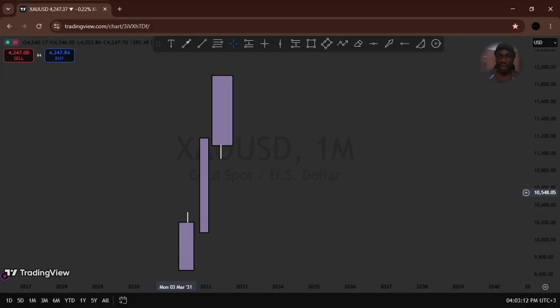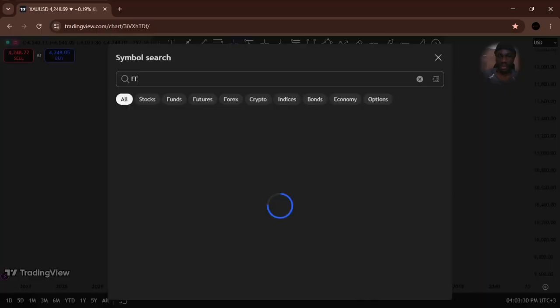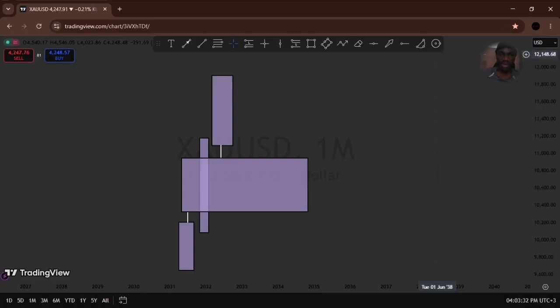Now, where did the gap occur? The gap occurred at around this point. The fair value gap occurred within this zone. This zone you are seeing here is a fair value gap. Let us write it in. This is a fair value gap, and this is a bullish fair value gap.